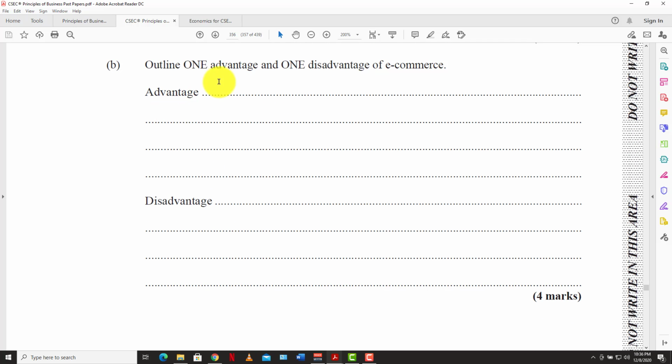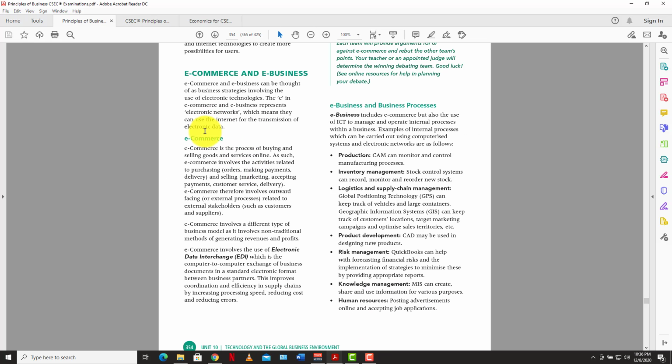Now B, outline one advantage and one disadvantage of e-commerce. And of course, we know what e-commerce is. For starters, e-commerce is a process of buying and selling goods and services online. So that's e-commerce. Now, what are some advantages and some disadvantages of e-commerce? And so we see some advantages being things such as this improves coordination. E-commerce improves coordination and efficiency in supply chains by increasing processing speed, reducing costs, and reducing errors.